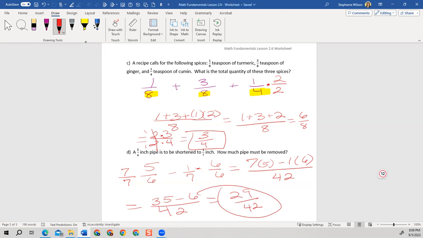Excuse me, my apologies, guys. I have how much pipe was removed, and it was 29/42.